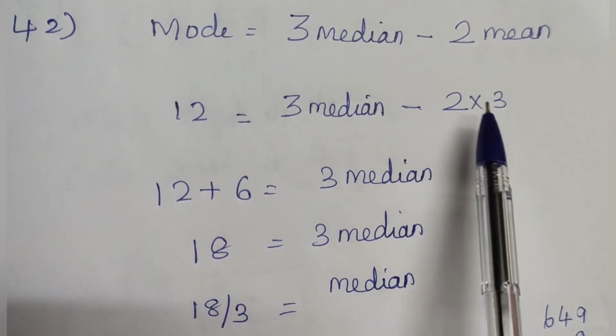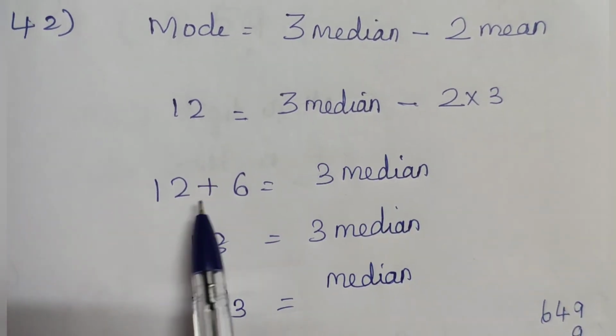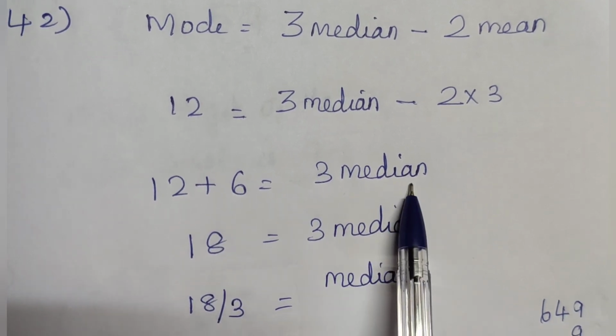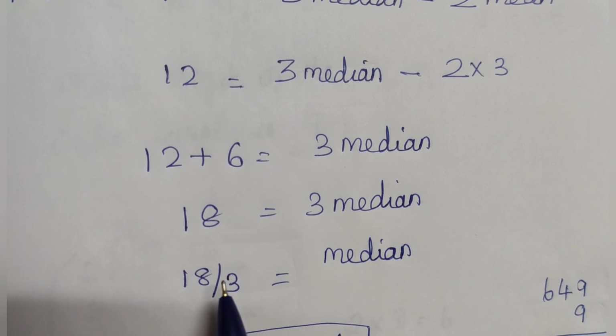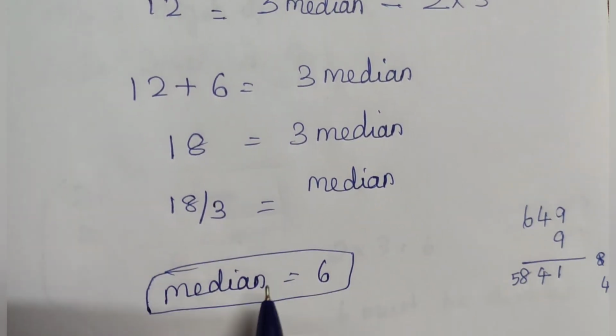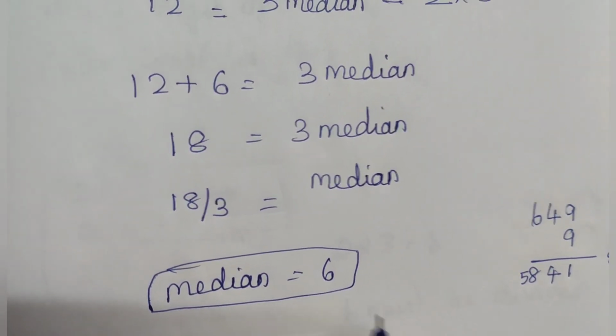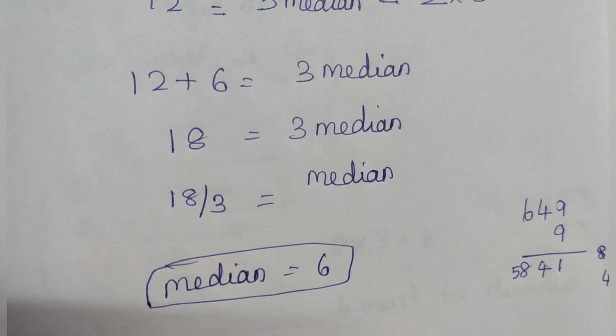2 3s are 6. So minus 6 when transposed to this side, 12 plus 6 equal to 3 median. 18 equal to 3 median. 3 becomes this side. Median is equal to 18 divided by 3. 6.